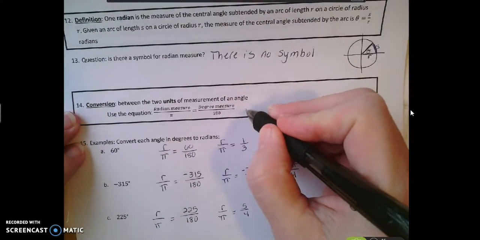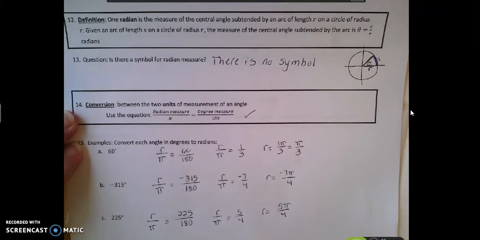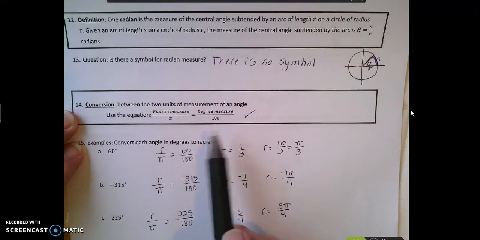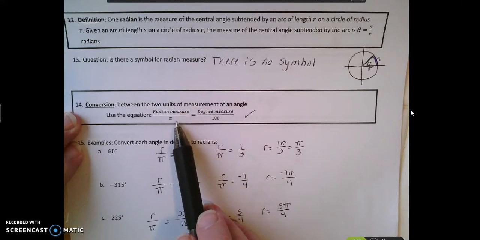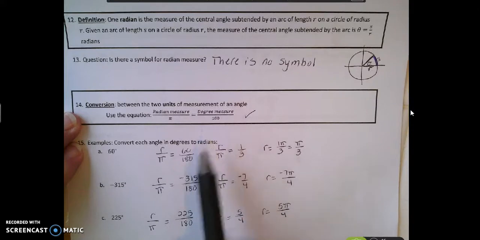There are two different formulas in your book. This is a different formula, the one we're going to use to convert from radians to degrees or degrees to radians. You're always going to have the radian measure over pi, and then the degree measure over 180, and then you're going to cross multiply.